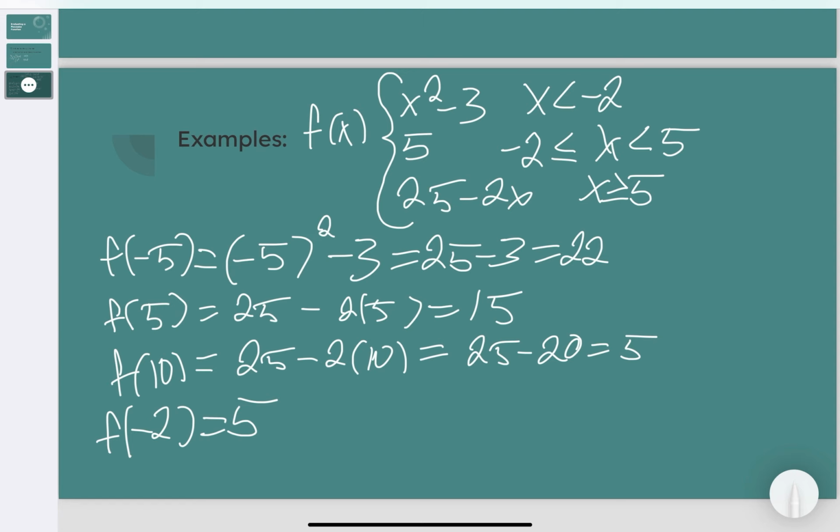So this is the quick little brief explanation of piecewise functions, and they definitely go deeper, but this is just an overview, and I hope you guys understood.